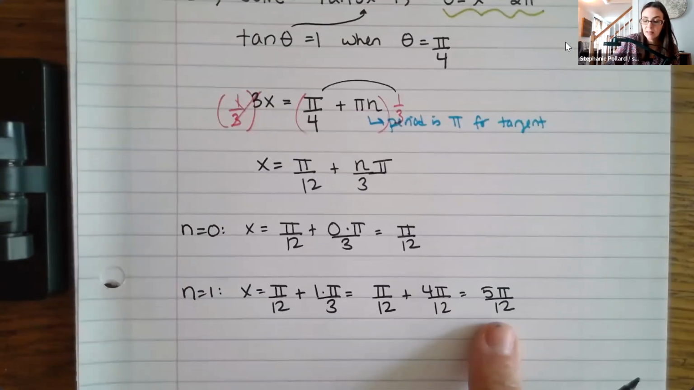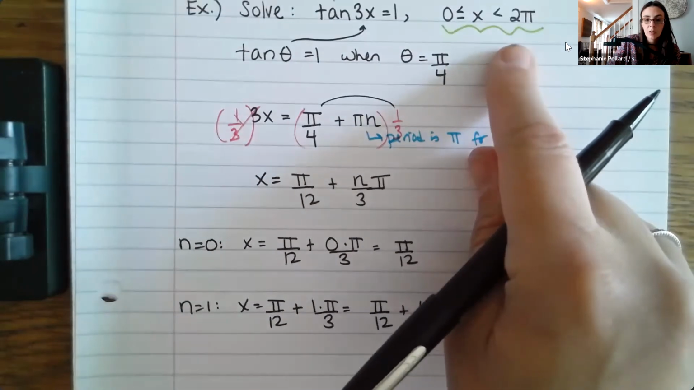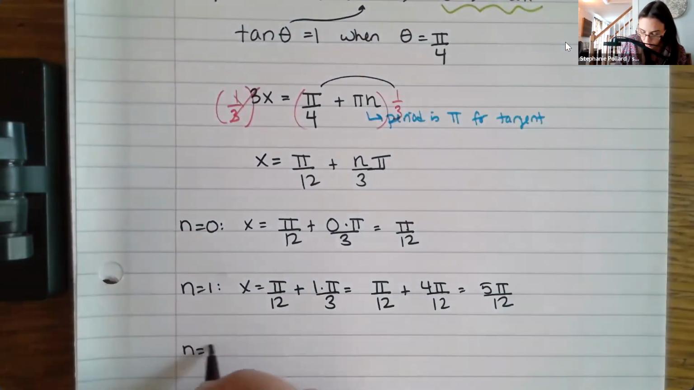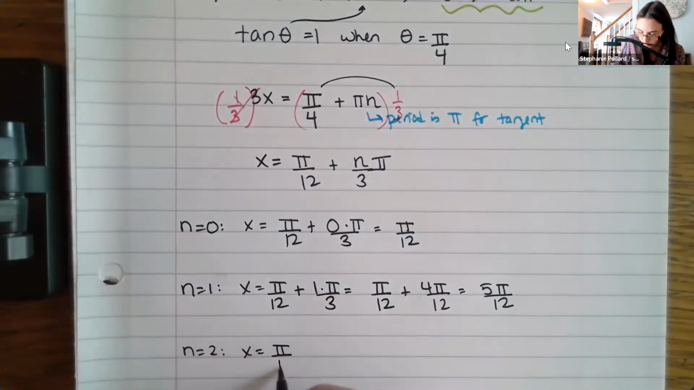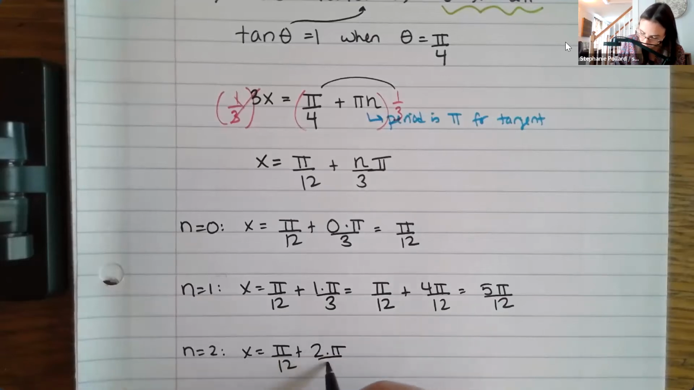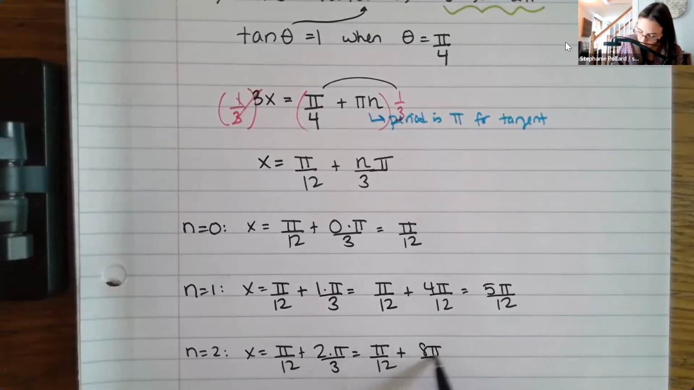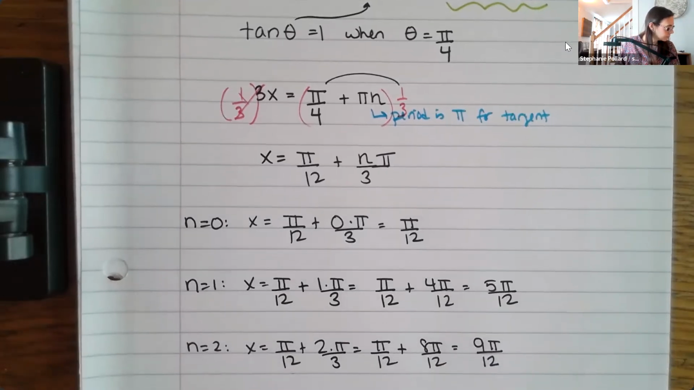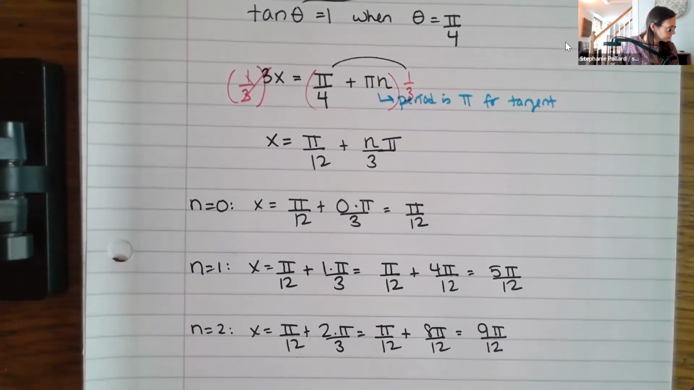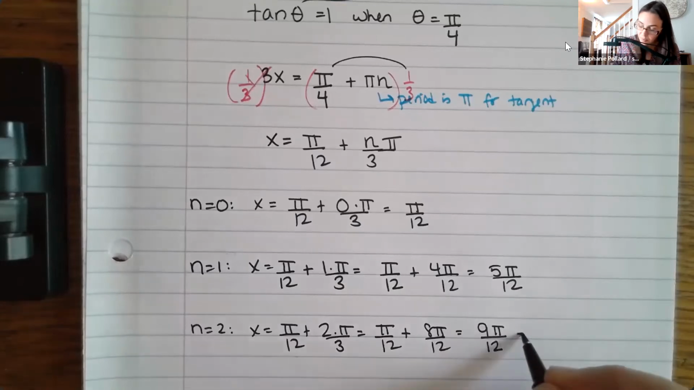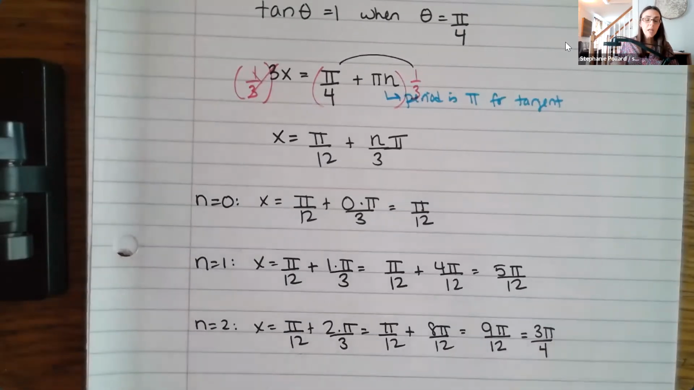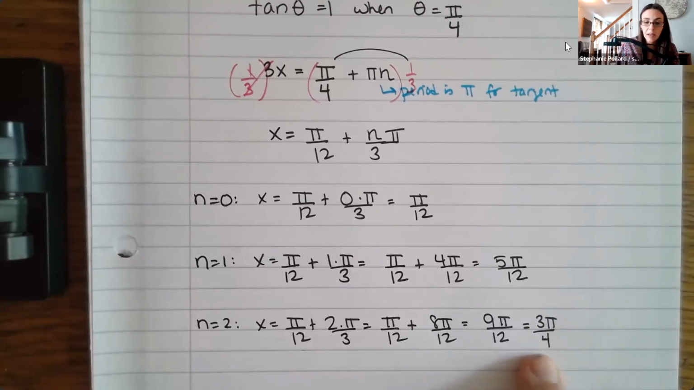This is fine because this is still less than 2 pi, right? That was my restriction. So I'm going to keep going. Then I plug in n equals 2. Again, I need common denominators. I'm going to multiply by 4 here. That's going to give me 8 pi over 12. So I'm at 9 pi over 12. And I can go ahead and simplify that by 3. So I have 3 pi over 4. And I'm going to continue this process. This is still less than 2 pi. So I'm going to keep going.